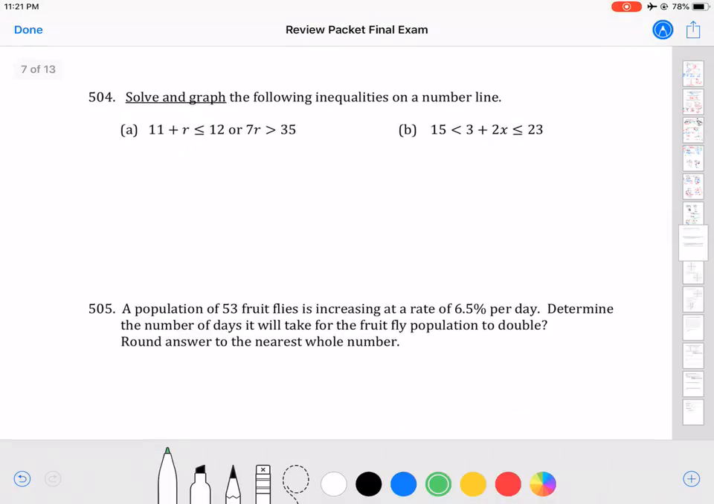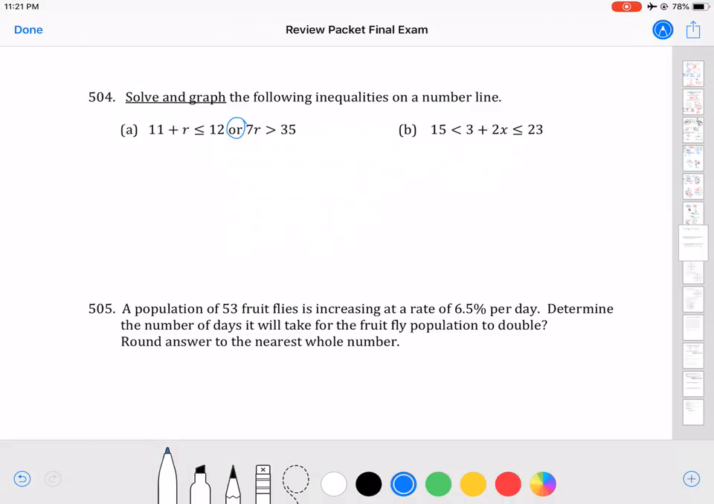All right, moving on to the next page. Question 504. I've got this or in here. That doesn't mean solve one or the other. That or is part of your overall thing to solve. So I am going to use that or to split them up, but I'm going to solve each one separately. And I do solve both of them, not one or the other.